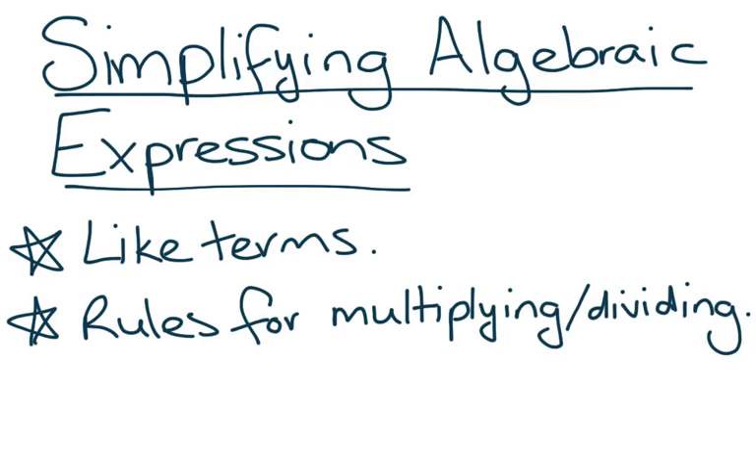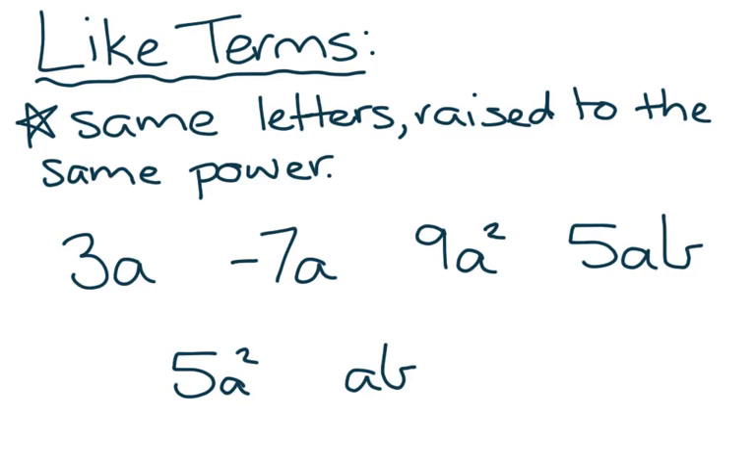This video is going to go into simplifying algebraic expressions. So we're going to look at adding and subtracting, where we have to look for like terms, and then we're going to do some multiplying and dividing rules because they are quite different and need to be looked at individually. So to start with, we'll look at like terms.